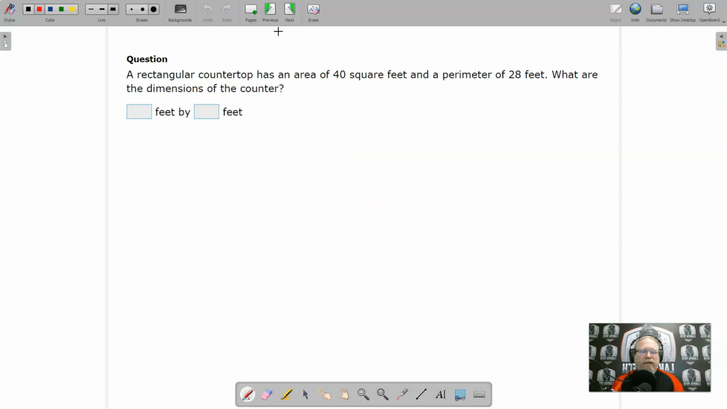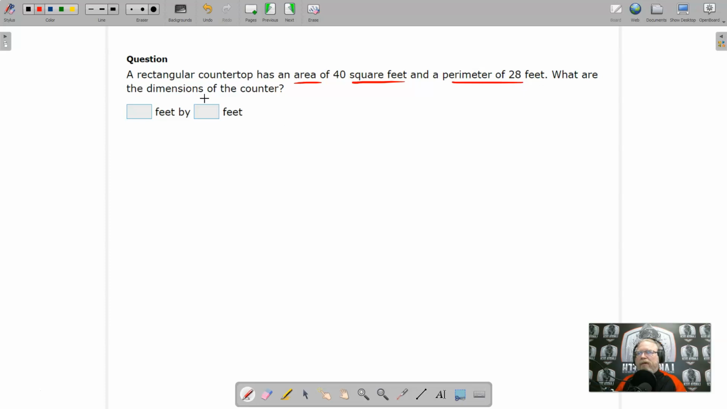Now this next one here is kind of tricky. You've got to go back to perimeter as well. If you did the perimeter activity, you know what perimeter is. A rectangle countertop has an area of 40 square feet and a perimeter of 28 feet. What are the dimensions of the counter? So they're giving you the area, right? And they also give you the perimeter.